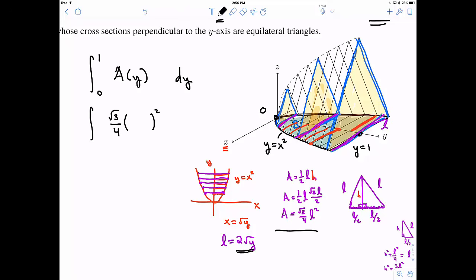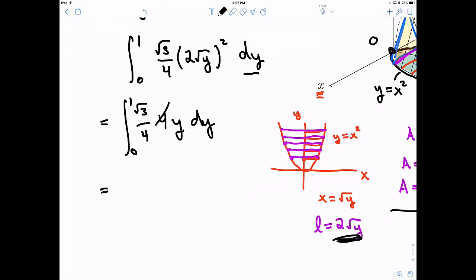So this is going to be the square root of 3 over 4, and instead of L squared, I'm going to put 2 square root of y and square that. Integrate that with respect to y, right, because of dy's, that's a good sign, from 0 to 1. Okay, so now let's see, if I square this thing, I'm going to get 4y. That's nice. Those 4's are going to cancel a little bit. And now the square root of 3 is along for the ride, but when I integrate y, I get y squared over 2 from 0 to 1.